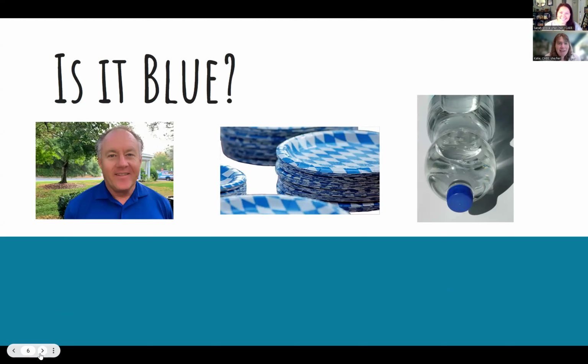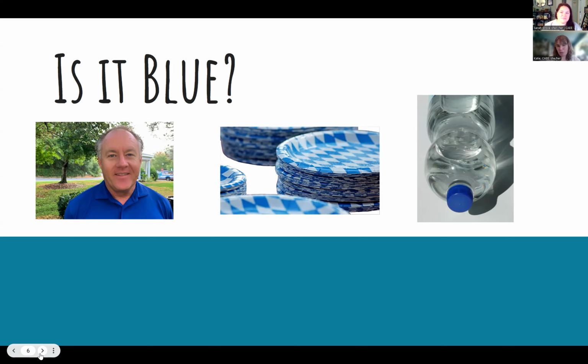The question that we generally encourage you to use in order to help you get out of the agonizing and really think about, is it there or is it not there? Is it blue? Which sounds like a weird question. But if you look at the first picture and this gentleman's shirt, that is a blue shirt. It is completely blue. It is blue. You can see it. It's there.